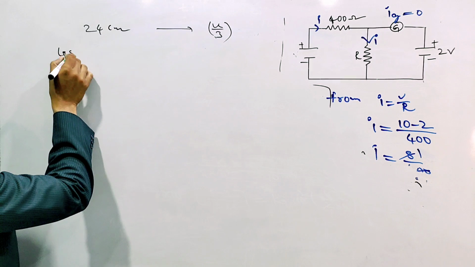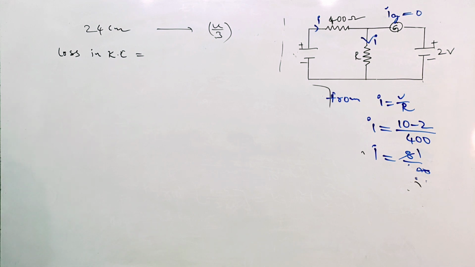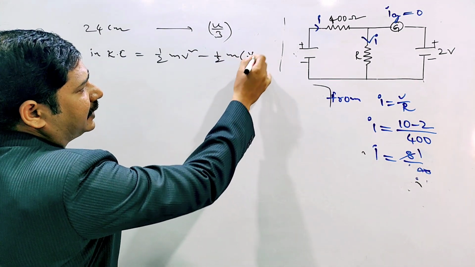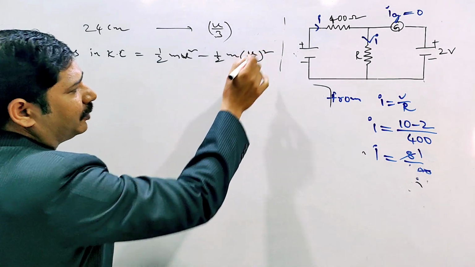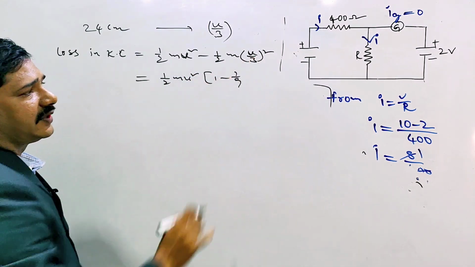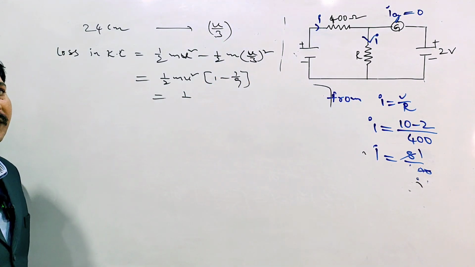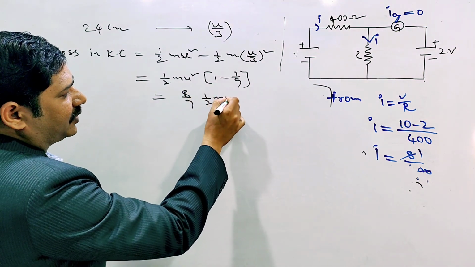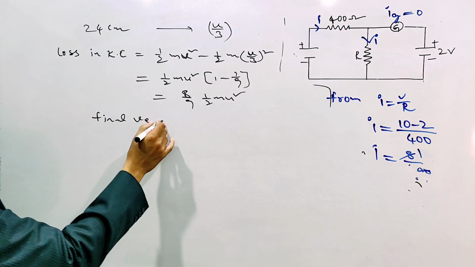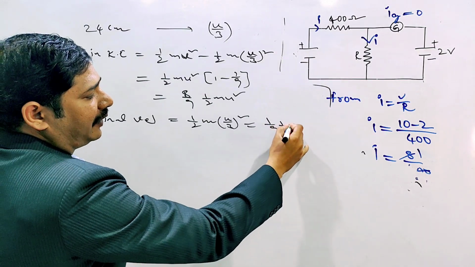Loss in kinetic energy. The initial minus final we can take, half mv square minus half m into u by 3 whole square. Half mu square minus half into u by 3 whole square, taking. So here half mu square taking common. 1 minus 1 by 3 square is what? 1 by 9. So 1 minus 1 by 9 is what? 8 by 9. 8 by 9 of half mu square. Here the final velocity is what? Final kinetic energy, half mv square, means what? u by 3 whole square, that is 1 by 9 of half mu square.